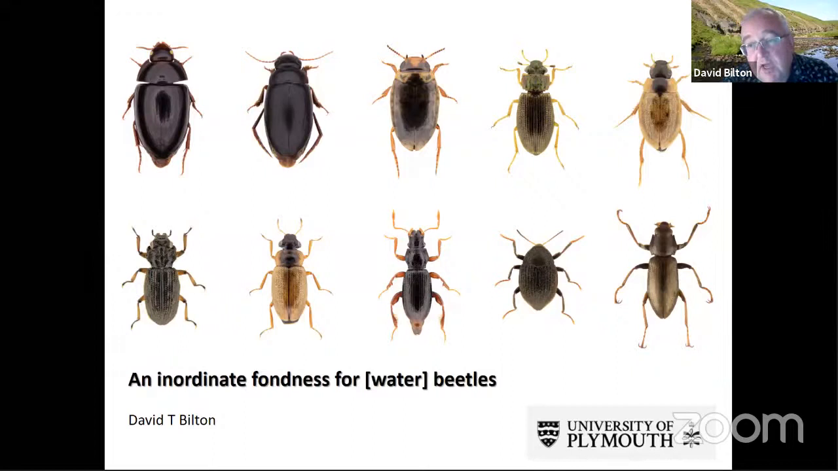It also fits my reason for being a biologist, in that I've always been fascinated by these particular groups of insects. What I want to try and do in the course of my talk is show you that as well as being intrinsically fascinating in their own right, these insects are really good models for trying to understand some broad questions in ecology and evolution.